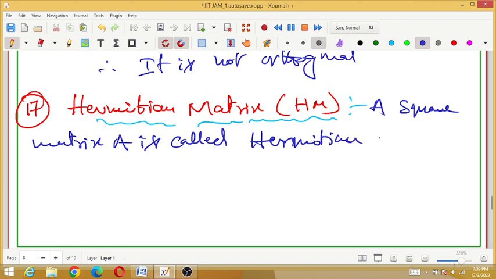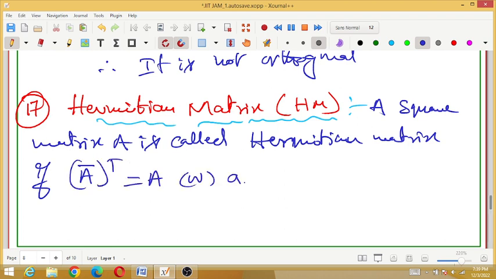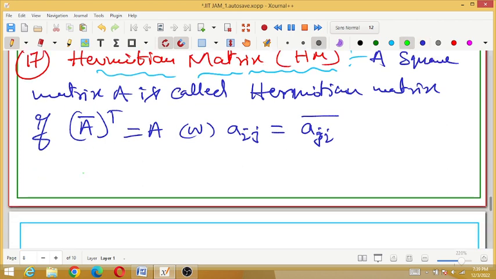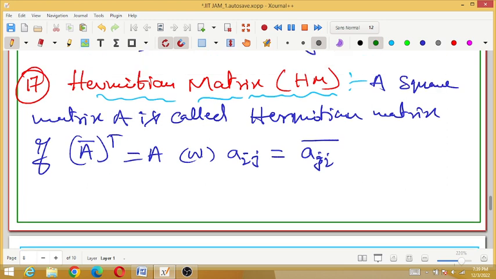Hermitian matrix, if A conjugate whole transpose is equal to A, or Aij is equal to Aji conjugate, then we call it Hermitian. That is nothing but, see here, if A conjugate whole transpose is equal to A, or Aij is equal to Aji conjugate.